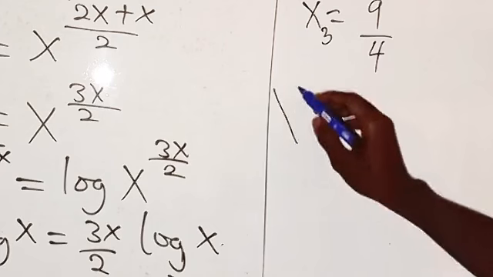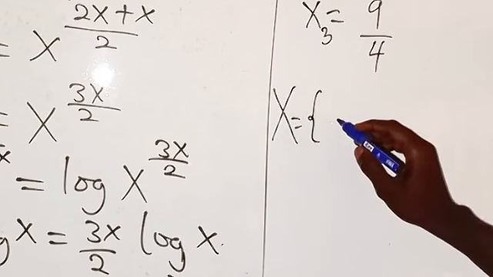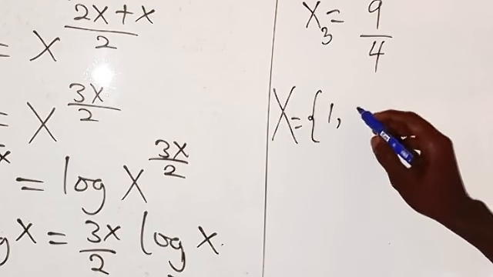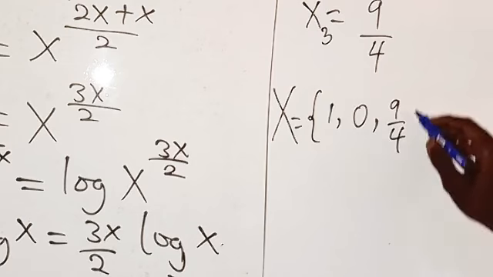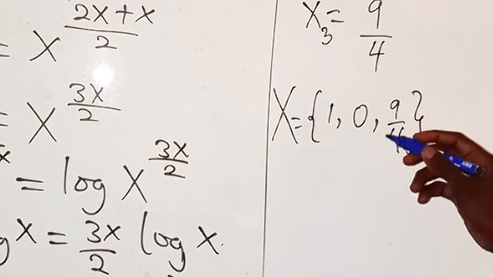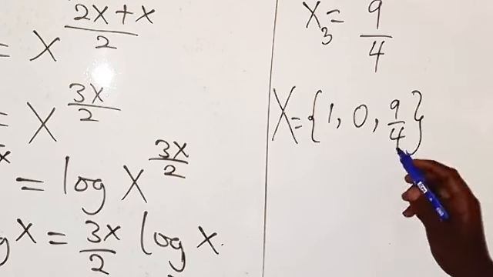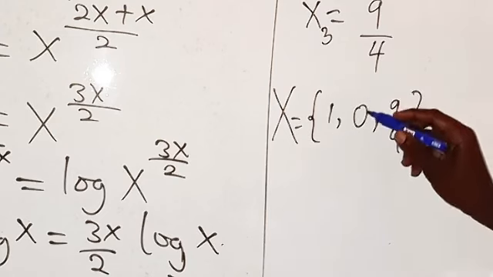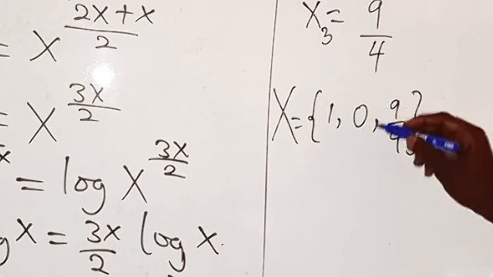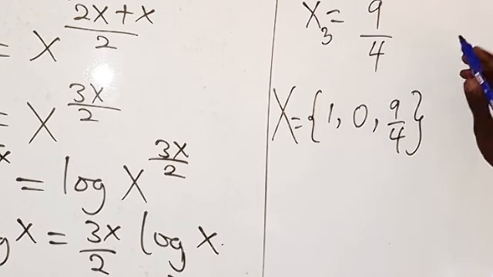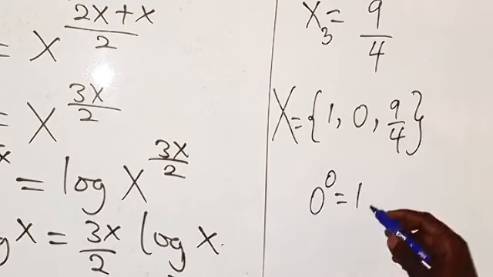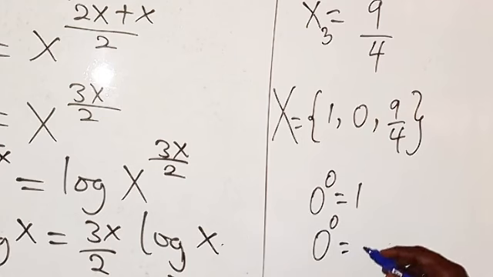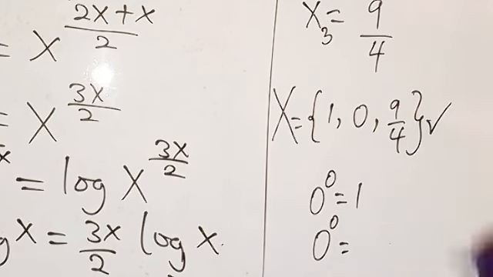So the solution set, we have 1, 0, 9 over 4. So therefore, we can have either 2 solutions or 3 solutions, depending on whether this is satisfied. So I leave this place for the mathematicians in the building to decide whether 0 to the power of 0 is 1, or whether it doesn't exist. So therefore, that is the solution.